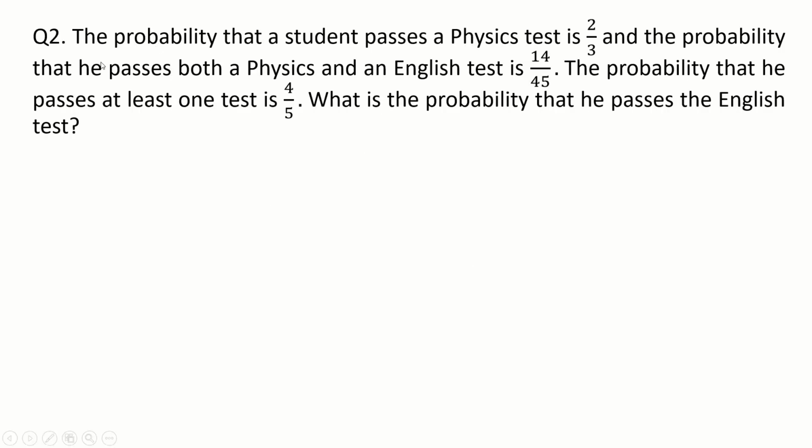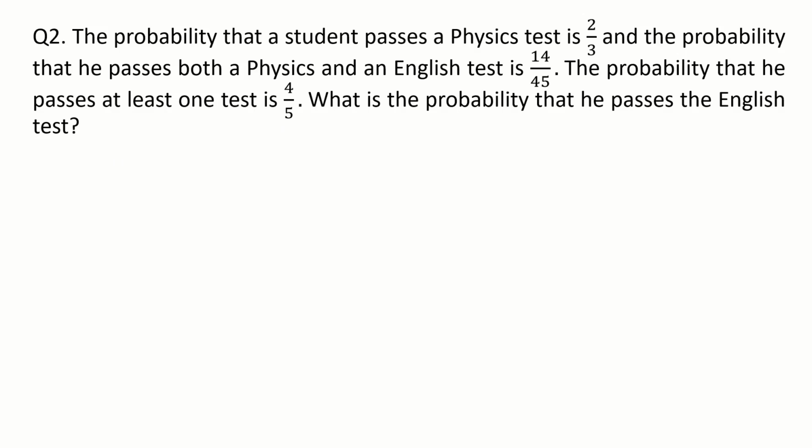Let us see another example. The probability that a student passes a physics test is 2 by 3, and the probability that he passes both a physics and an English test is 14 by 45. The probability that he passes at least one test is 4 by 5. What is the probability that he passes the English test? So you have to first identify the events. How many events are there?